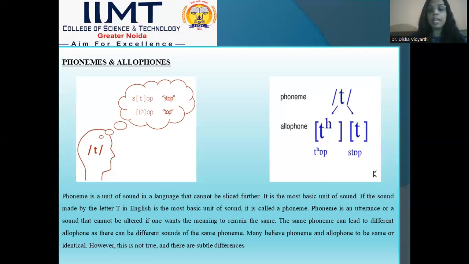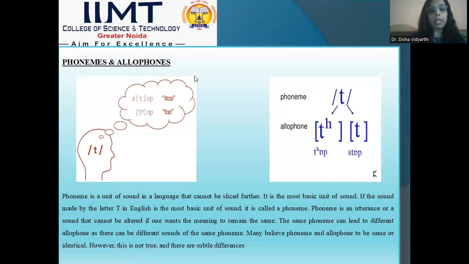The same phoneme can lead to different allophones. Now here comes the catch: phonemes are the smallest sound units and allophones are the variations of that particular sound. If you can see the diagram here, there is a t sound mentioned. So this is the phoneme, the smallest unit of the sound system in the English language we are studying. So this is the t sound, the phoneme. Why a phoneme? Because it is one of the smallest units of the sound system.